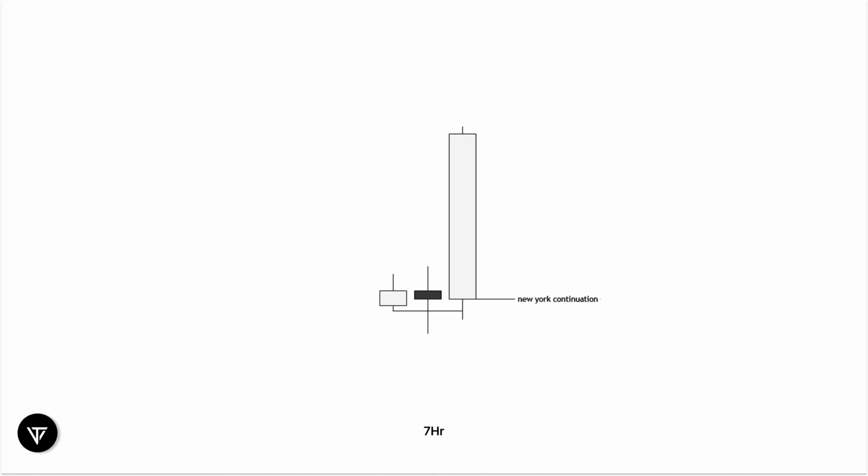And if Asia is consolidating, what do we mathematically expect from London? A manipulation. Right on cue, see here? London drops down to sweep that range, there is our manipulation. So if we have Asia consolidation followed by London manipulation, what is New York going to do? It's going to give us the continuation. Let's align ourselves with that exact move.